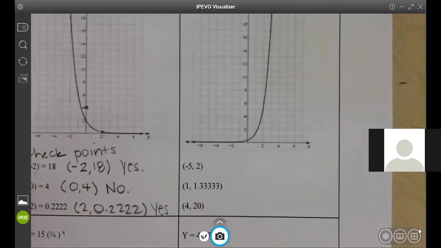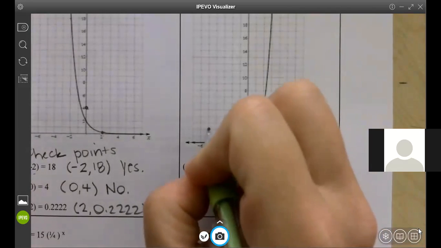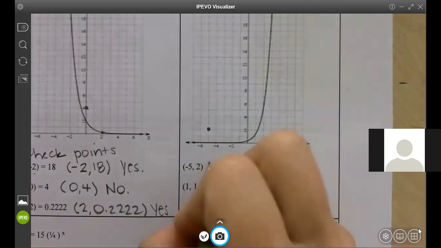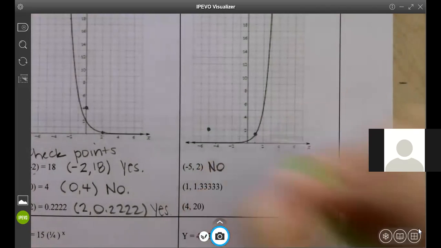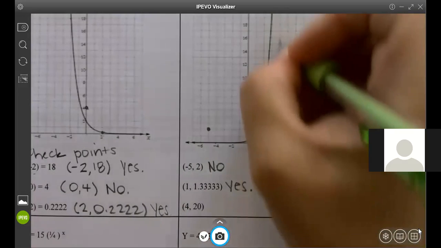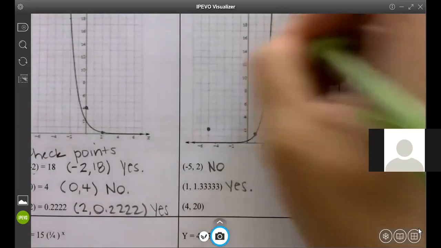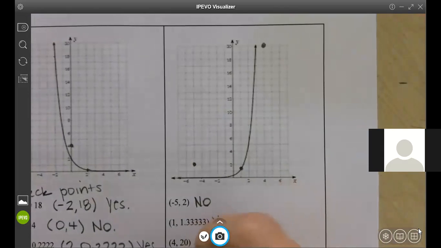It just gives you the coordinates. Is -5, 2 on the line? No. 1, 1.3. Is that on the line? Yeah. And then 4, 20. Is that on the line? No. Look at it. That's all you're doing. Yes or no? Is it on the line?